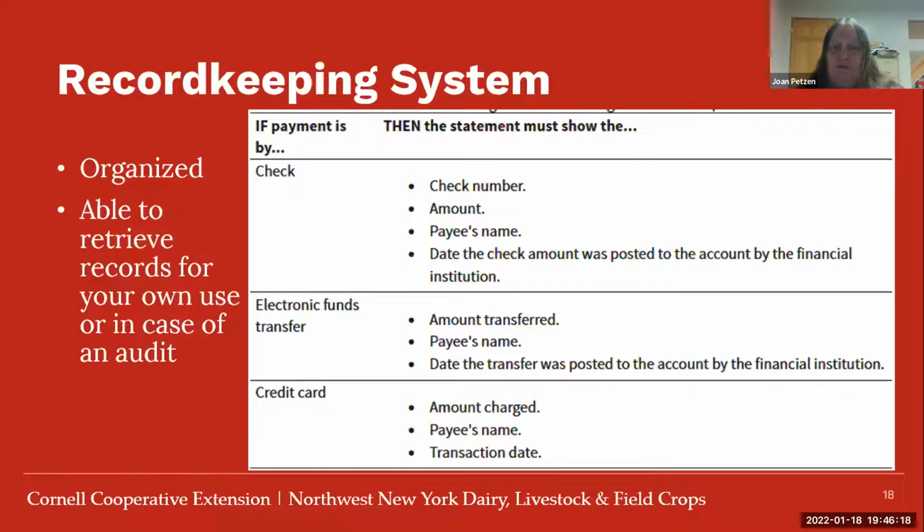I pulled this other table right from Publication 225, the Farmer's Tax Guide, that gives us, if the payment is by check, the information that we need to keep for those different types of transactions. So that's just some more details on what needs to be kept track of as you're working out and developing your record keeping system.